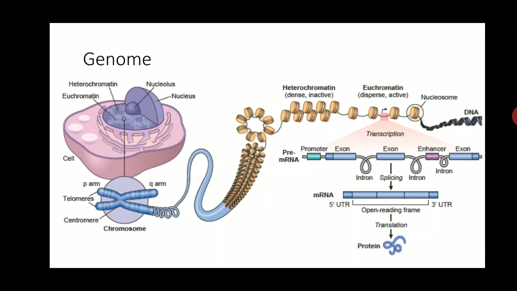If you look at the cell, you will find that within the nucleus there are some dark areas and there are some light areas. The dark areas, as shown in this picture, are known as heterochromatin and the light areas are known as euchromatin. At the molecular level, the heterochromatin is basically the DNA which is tightly packed.